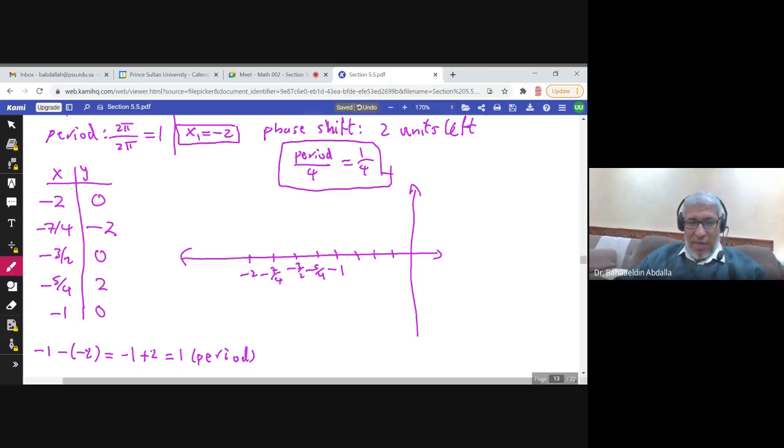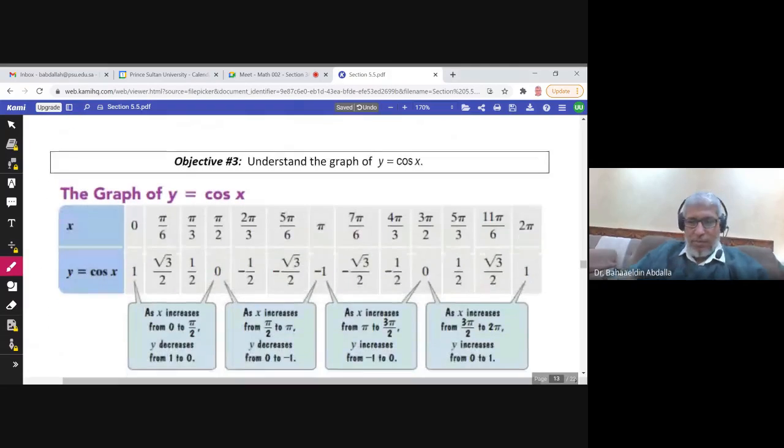Now, here, beginning, end, mid, I have zeros. Here at the second one, I should have a maximum usually, but there is a minus sign, so I will have minimum. Here in the fourth key point, I will have maximum, and you connect these 5 key points, and this would be the graph of this function. Good. Now, let us do the same with cosine x.